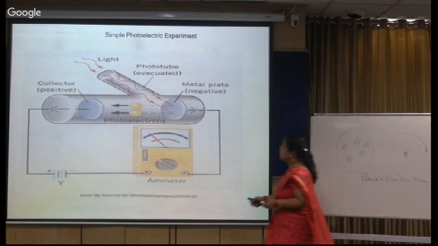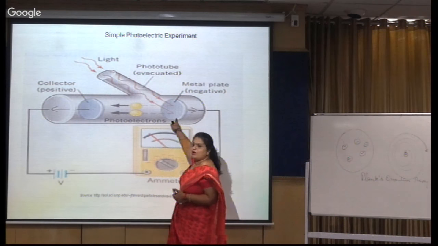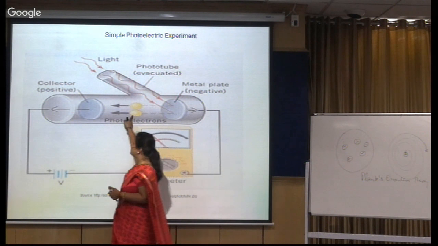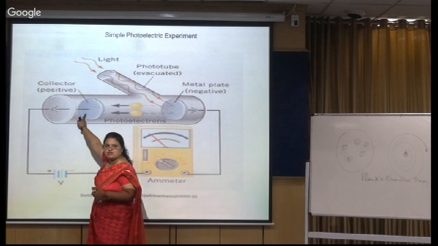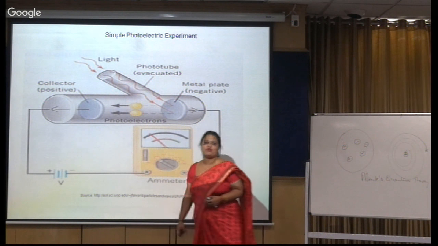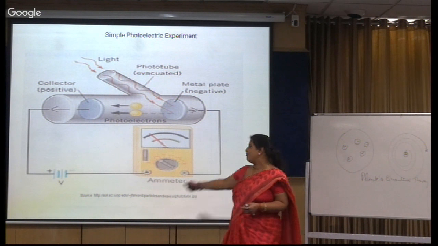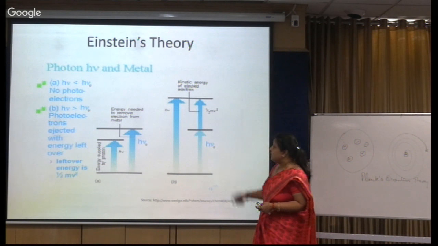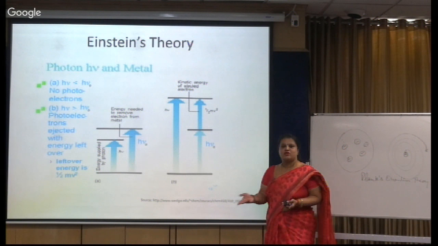Here you can see the incident radiation falling on the metal emits electrons, the electrons move to the opposite side, and once there is a movement of electrons, electricity flows in the circuit. Again, Einstein also tried to interpret the same.